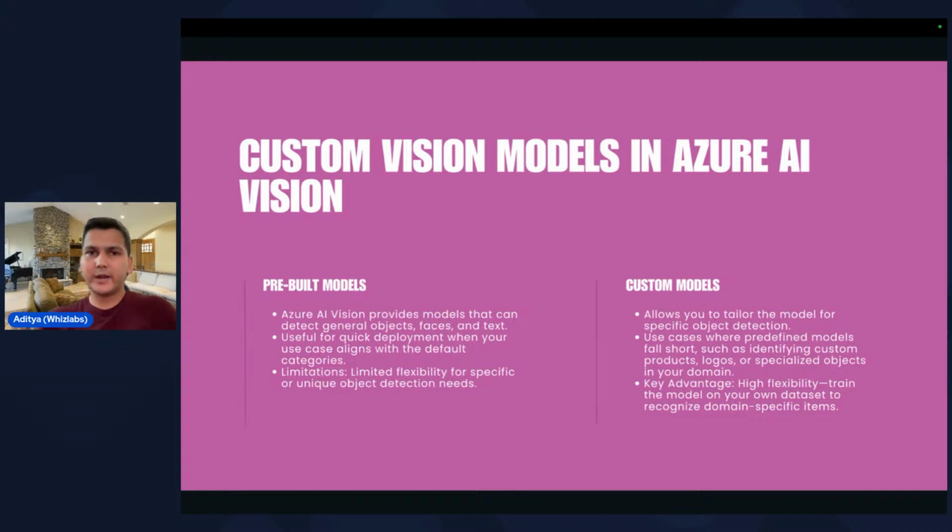You will have a data set. You will give it to Azure AI Vision, and it will train on the data set, and then after that you can use that model to identify things. Okay. Now, what are pre-built models?